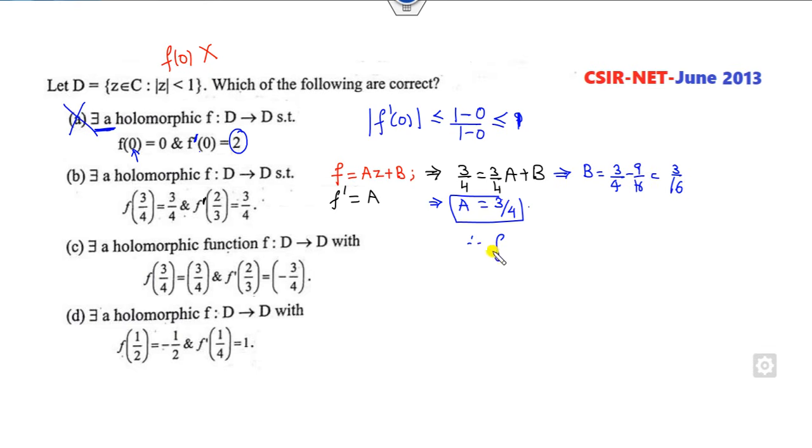So what is my function? The function is 3 over 4 z plus 3 over 16. Fine. So it means there exists such a function. Yes, you are able to find it. So that's the correct option.